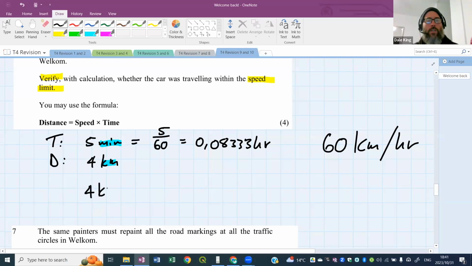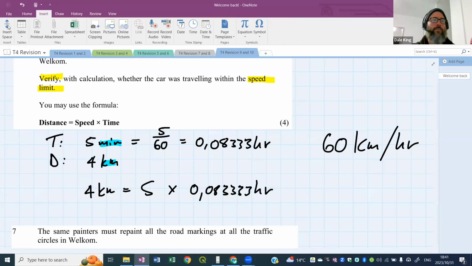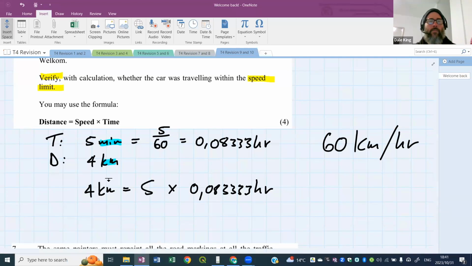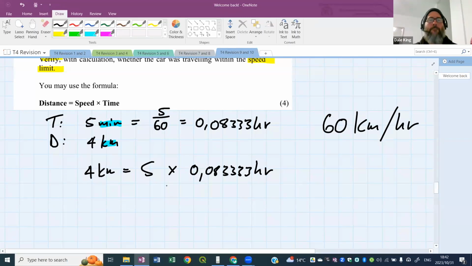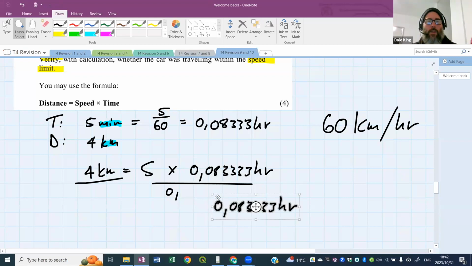So we've got 4 kilometers for distance equals S for speed times 0.08333 hours. All right, Kabo, what do I do now? You're going to have to get the S on its own. Very good. And how do I do that? You're going to have to divide by 0.08333. Absolutely, both sides. So to get rid of this number, you divide by that number.